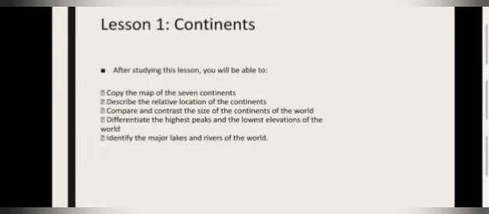By the end of this lesson, you should be able to copy the map of the 7 continents, describe the relative location of the continents, compare and contrast the size of the continents of the world, differentiate the highest peaks and the lowest elevations of the world, and identify the major lakes and rivers of the world. First lesson is relative location and size of the continents.